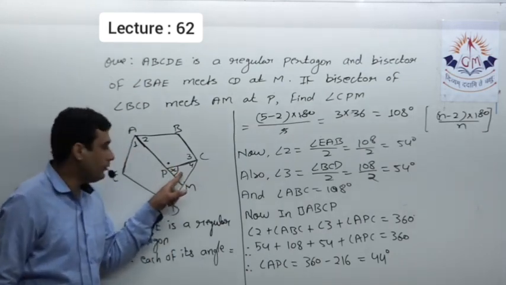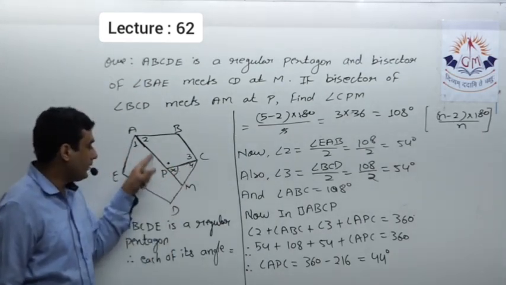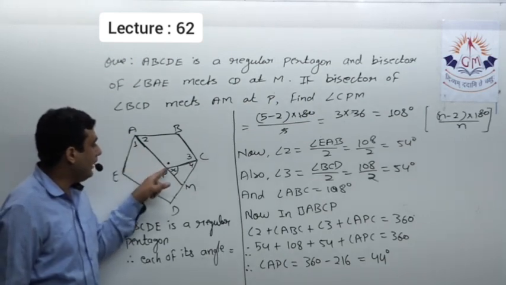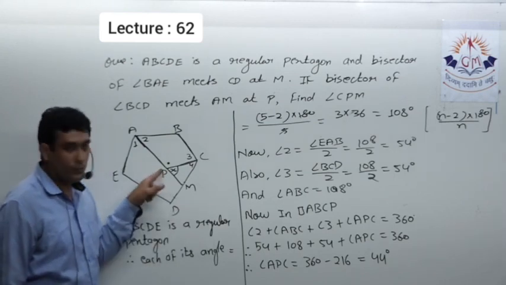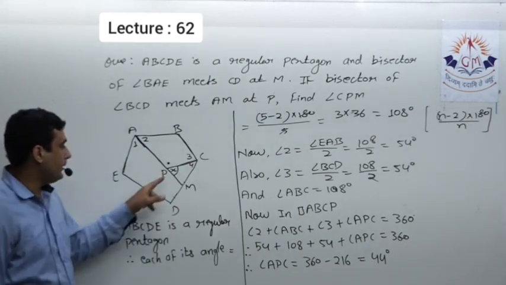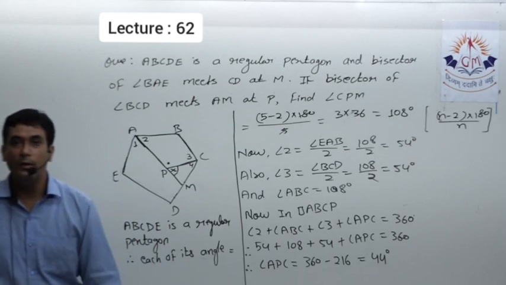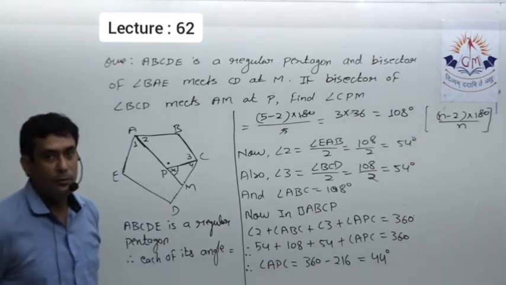Now what we have to find? Angle CPM, that is x. So I can write angle APC plus x is equal to 180 degrees because of linear pair. So I will be able to obtain the measure of x. Please note it down, then I will give you the remaining solution.